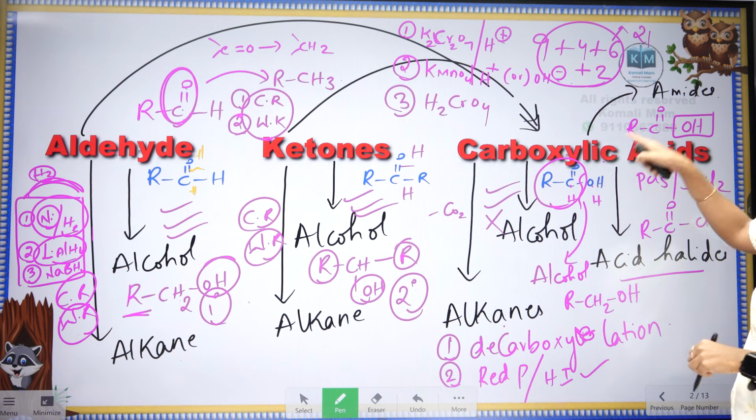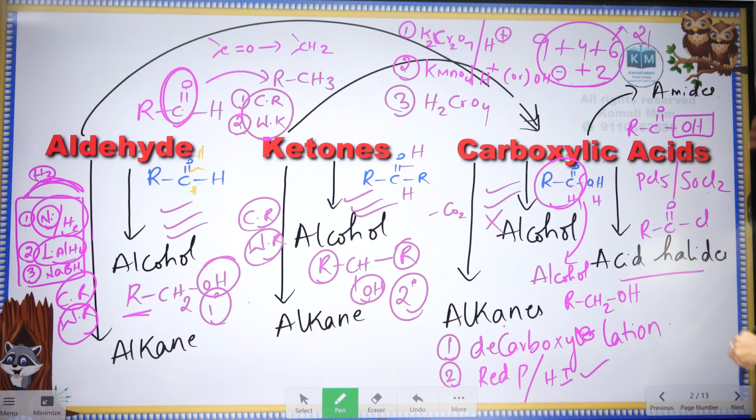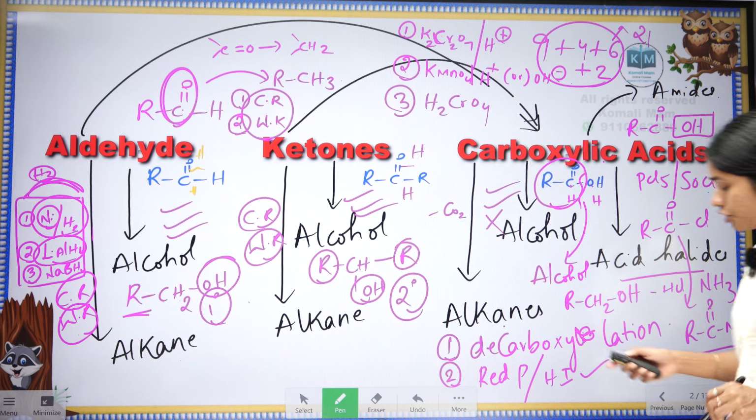Then again, acid halides you can even convert into amide. How can you convert an acid halide into an amide? Treat with ammonia. 1 H and 1 Cl goes out. Finally, you will get RCONH2. If you want, you can make the video a little slow and watch.